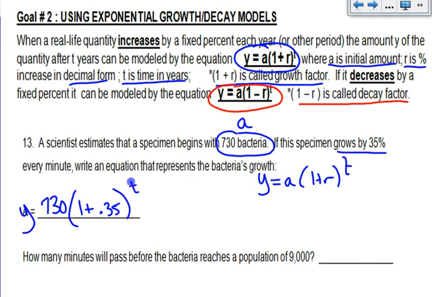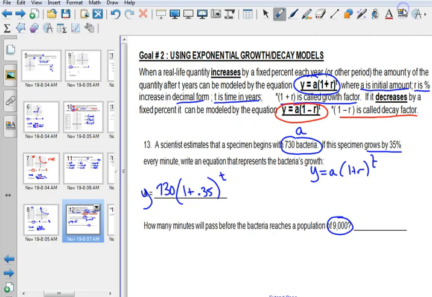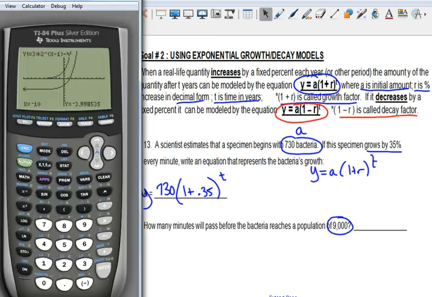Now that's my formula. The next question says, how many minutes will pass before the bacteria reaches 9,000? Now be careful, this is the amount of bacteria that we're going to have after a certain amount of time. We don't know what the t is, so I'm going to use my calculator to figure this out. So grab your calculator. These are your more difficult questions. Maybe back in Algebra 1 you did these, but all they wanted you to do was plug in a time and be done. Well, this is a little different. Now you could guess and test and revise, but man, that would take forever.